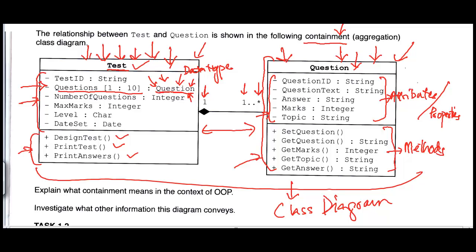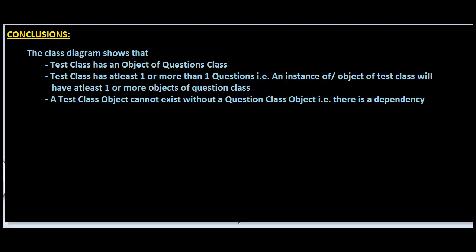Okay, I hope we've understood this task 1.1 clearly. We understand what this diagram is all about. Okay, so these are the conclusions that we've drawn from the class diagram. The class diagram shows that the test class has an object of the question class, right? So it has an object of the questions class. The test class has at least one or more than one questions.